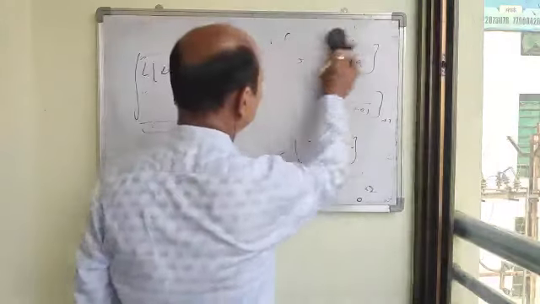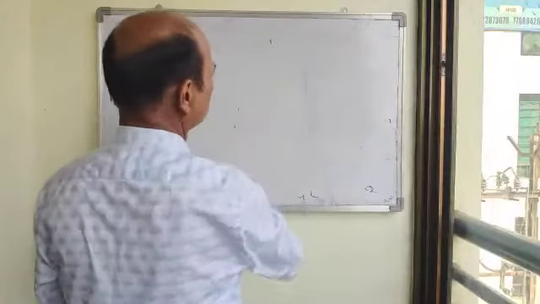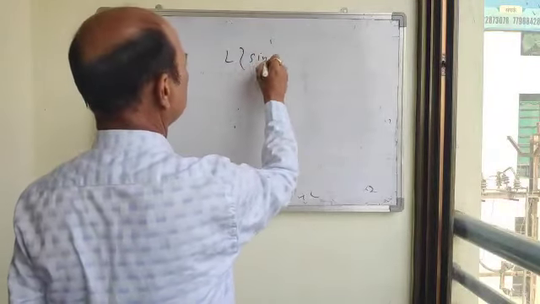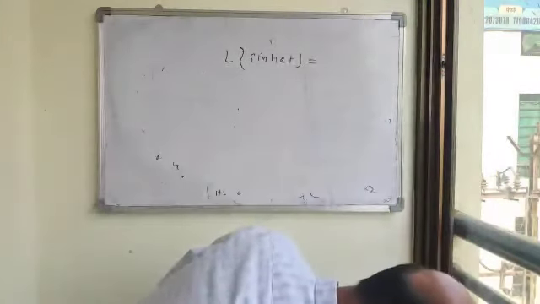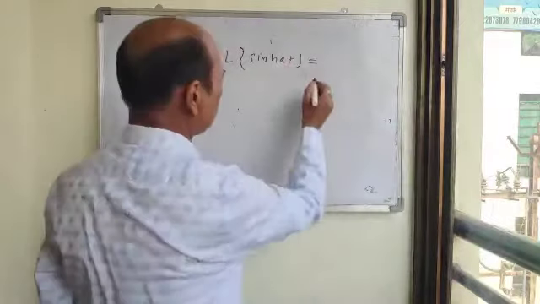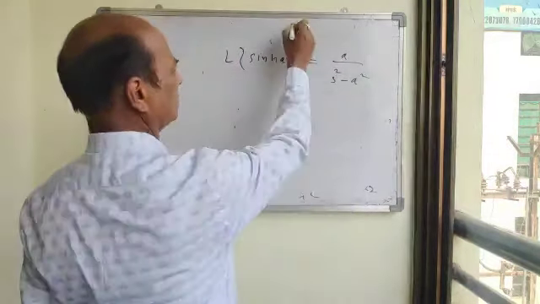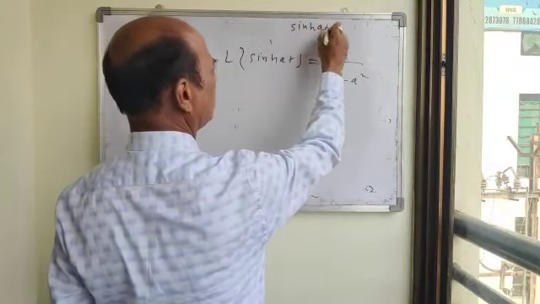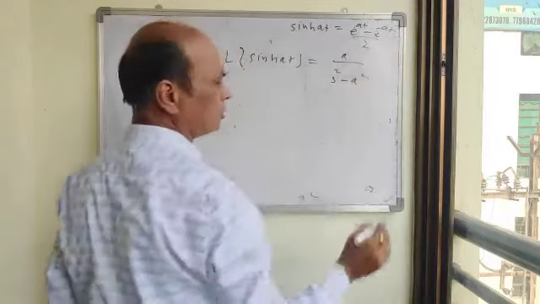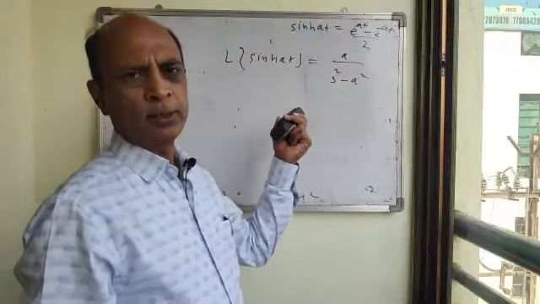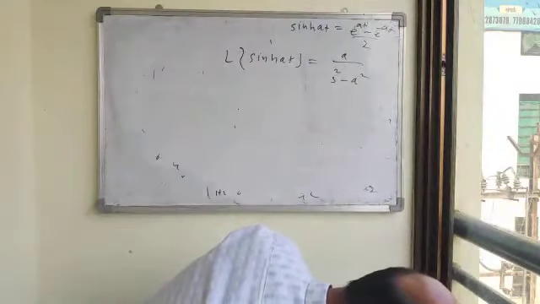Now let us find out L of sinh at. What will be that? L of sinh at is equal to a upon s square minus a square. You can do this, you know the formula, sinh at is e to the power at minus e to the power minus at divided by 2. So you can do this. That is a upon s square minus a square.